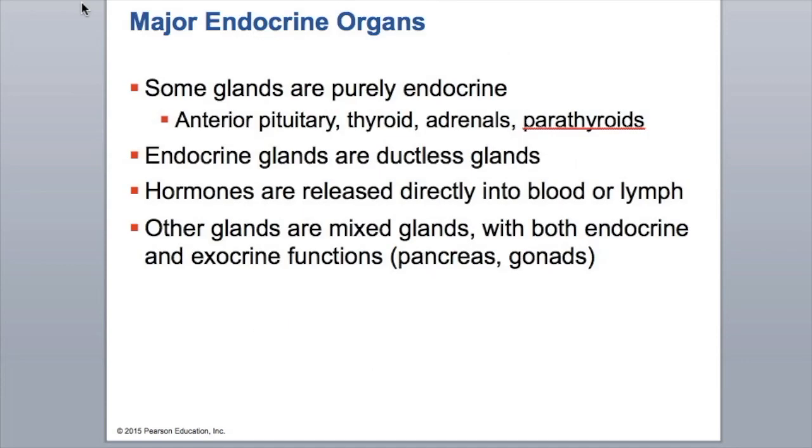Some glands are purely endocrine. Those are your anterior pituitary, your thyroid, your adrenals, and parathyroids. Your endocrine glands are ductless glands. The hormones are released directly into the blood or the lymph. They don't pass go. They do not collect $200. It goes right into the blood. It's not necessarily an immediate effect, but the release is immediate into the blood. All other of your glands are mixed glands, which means they have both endocrine and exocrine functions, meaning your pancreas and your gonads.